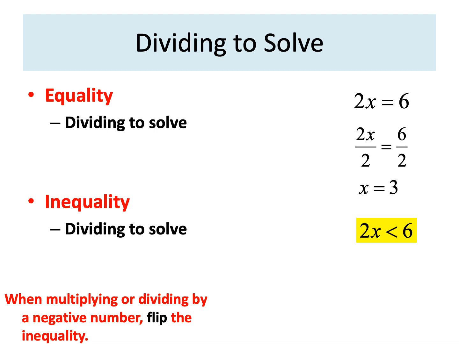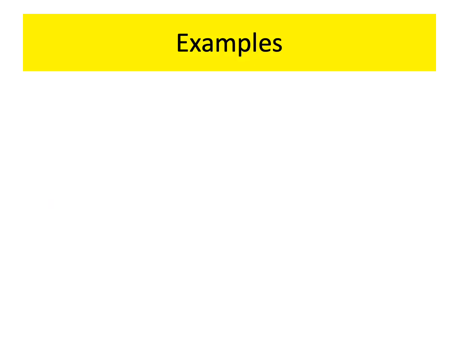So this particular one, 2x is less than 6. Well, to get x by itself, I need to divide both sides by 2. Okay? I'm not multiplying or dividing by a negative number, so I changed nothing. But what will change is if I ever multiply or divide by a negative number, I have to flip the inequality. So here's some examples.